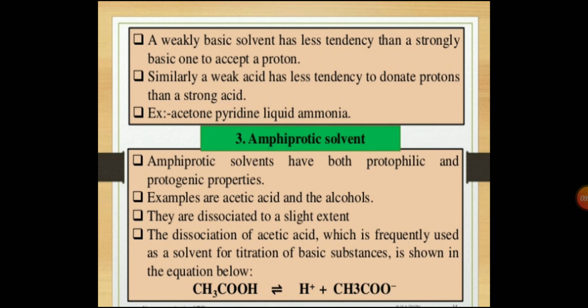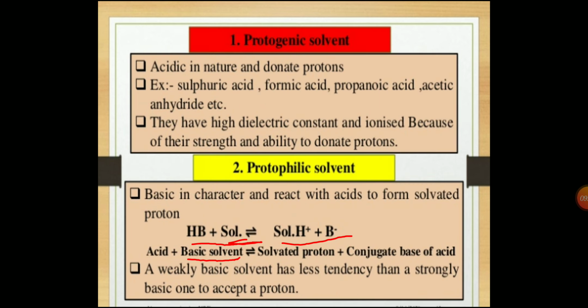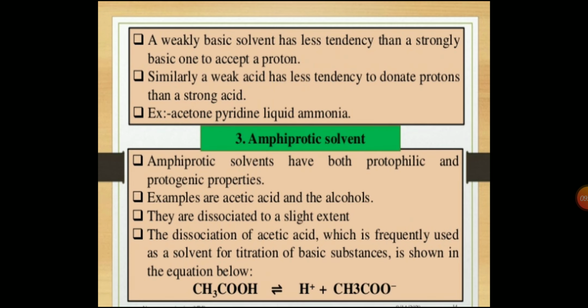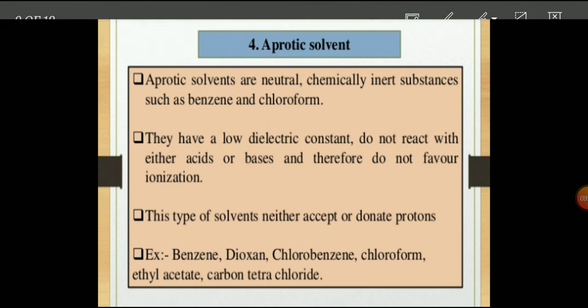Examples are the acetic acid and alcohol. They are dissociated to a slight extent. See the example: acetic acid, which is frequently used as a solvent in the titration of the basic substances, is shown in the equation below. This is the equation.